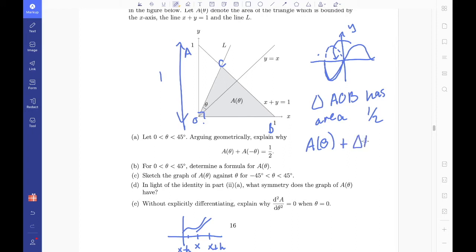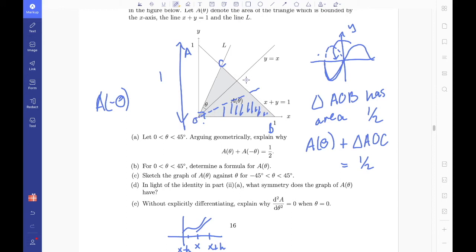That's triangle AOC equals 1/2. But if you consider A of minus theta, that would look something like this, right? It would be a line that crosses over here. So A of minus theta would be this area here.